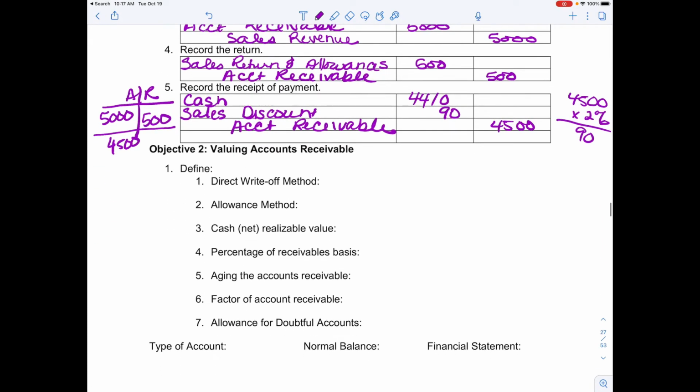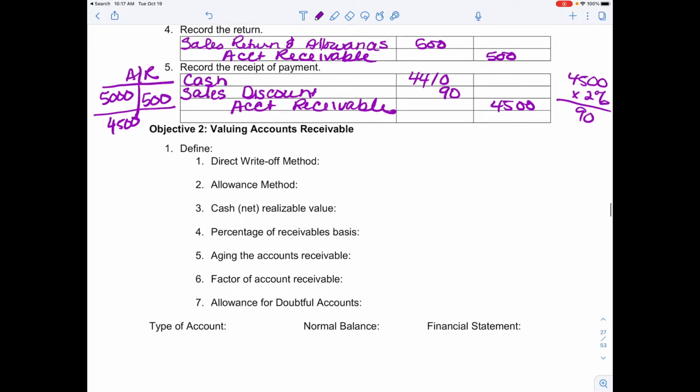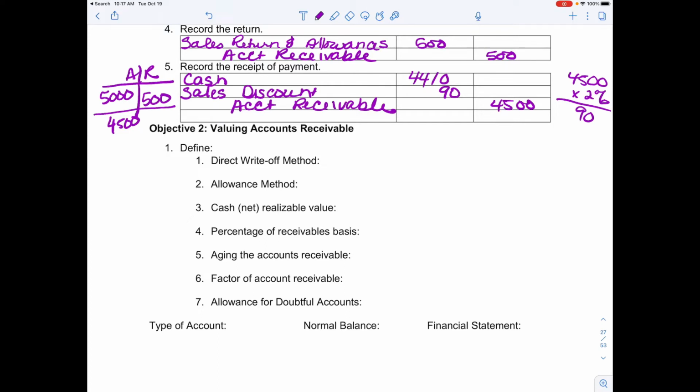Now there's a couple different terms we need to know regarding valuing this accounts receivable, because remember, not everyone is going to pay us. We just have to deal with that fact. So review some of these methods: that direct write-off method, which just writes off the account as an expense; the allowance method, which follows that matching principle. It matches your sales with the expense that some people aren't going to pay, and we recognize that in that same period. That cash realizable value of your accounts receivable is looking at how much you're actually going to get.